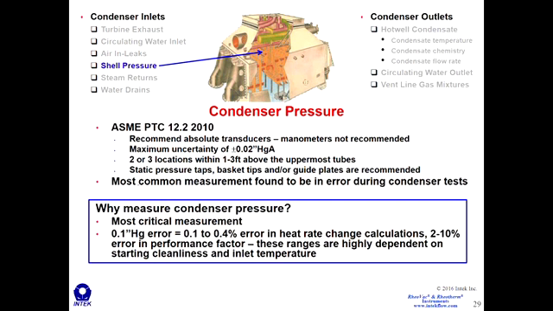Now, most commonly, we find this measurement to be in error for various different reasons. Either it's in the wrong location, there's water traps, or there are other issues. In a few slides, we'll talk about some of the errors that we've seen and what our recommendations are to make this measurement the right way. So why measure condenser pressure? It is the most critical measurement. A 1/10 of an inch error can cause 0.1 to 0.4% error in your heat rate change calculations, or 2 to 10% error in your performance factor or your cleanliness factor calculations. Those ranges are highly dependent on starting cleanliness.